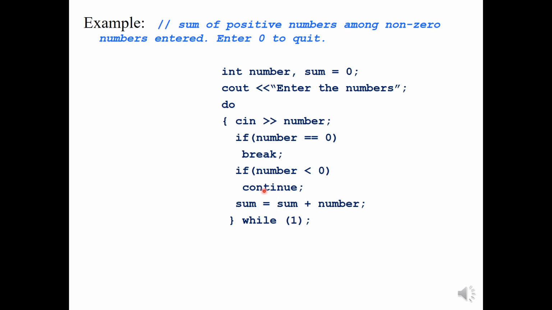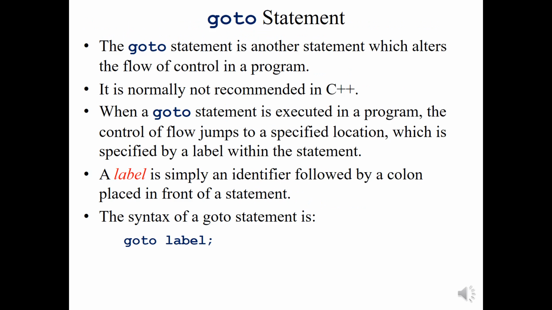For a break statement, it will skip all the statements, including this statement also. It will come here. Break will exit the loop. Continue will continue within the loop, skipping the rest of the statements. So that is a summary of this.